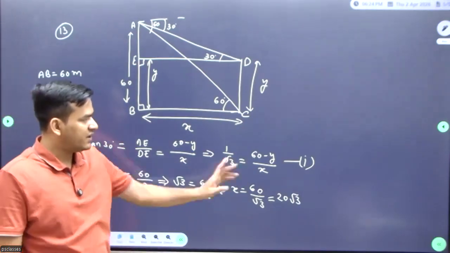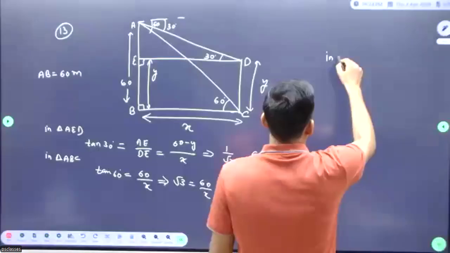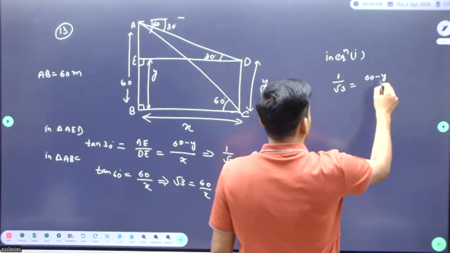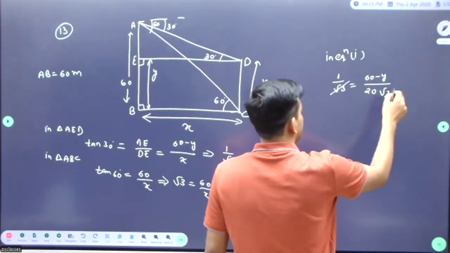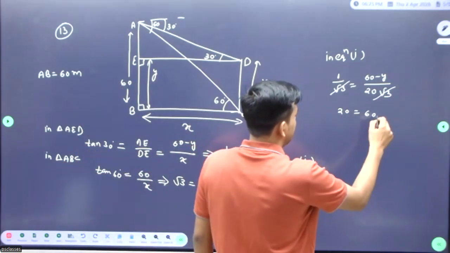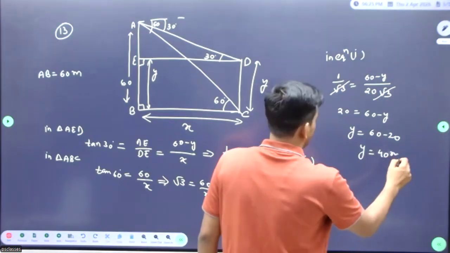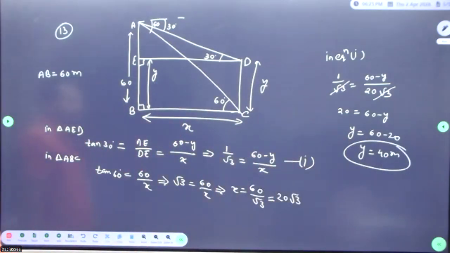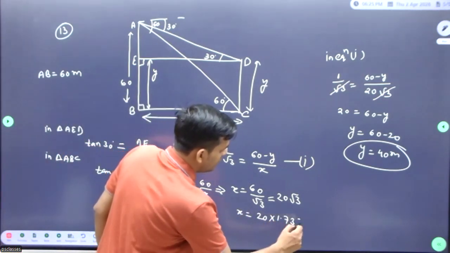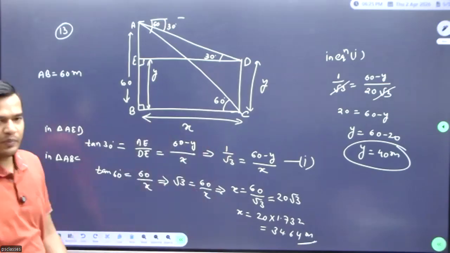And substitute the value of X here, you will get Y. So in the equation, 1 by root 3 is equal to 60 minus Y upon 20 root 3. This root 3 and this root 3 will cancel. Now cross multiply. 20 is equal to 60 minus Y. So Y is equal to 60 minus 20, that is 40 meter. So Y is equal to 40 meter, X equal to 20 root 3. You can find the value using 1.732, so 34.64 meter.